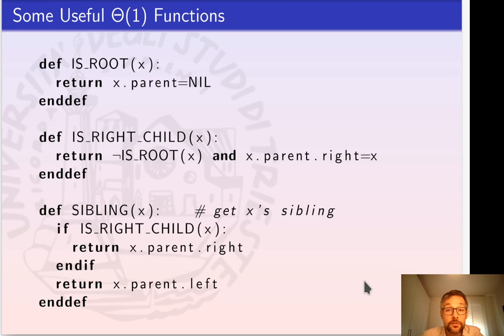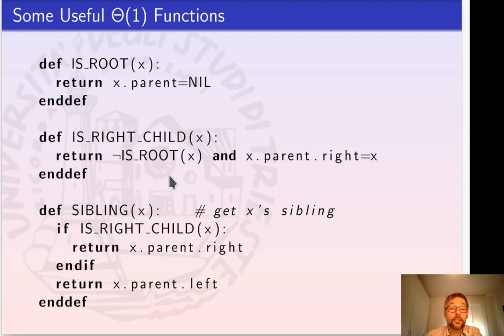And that's all. So by using this notation, we are now able to provide some very useful functions, and these functions take constant time. For instance, to test whether a node is the root, as already said, we simply need to test whether its parent is nil. If this condition holds, then the node x is the root of the tree.